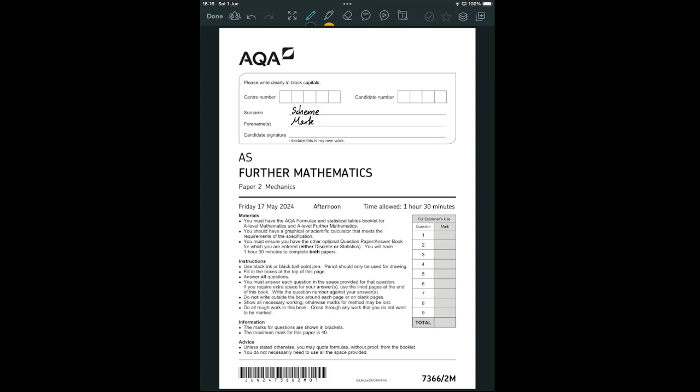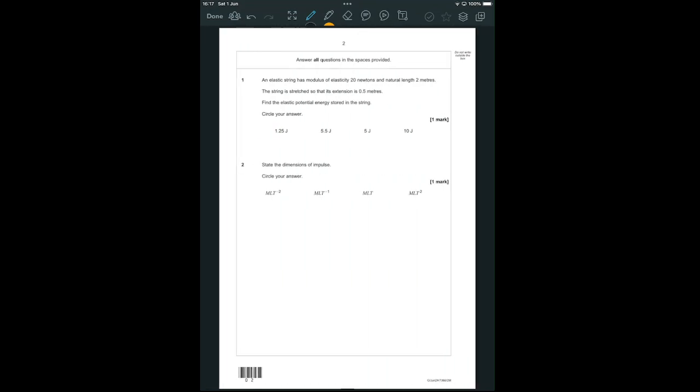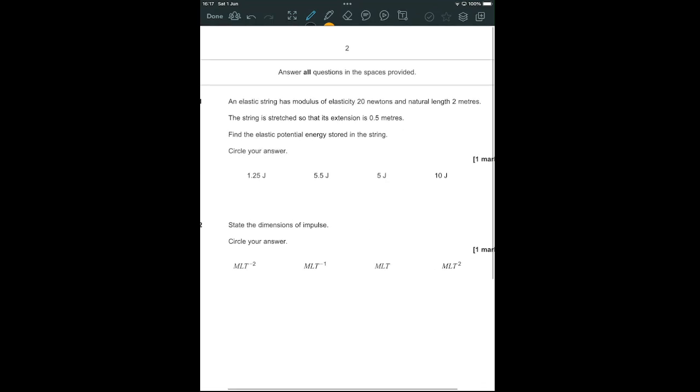I do have my formula book to the side. I have my calculator ready to go, and all that remains is to turn the page. So we're straight in with our multiple choice questions. Here we have an elastic string, we have our modulus, which is our lambda, our natural length, and we have the extension being 0.5. We want to find the elastic potential energy.